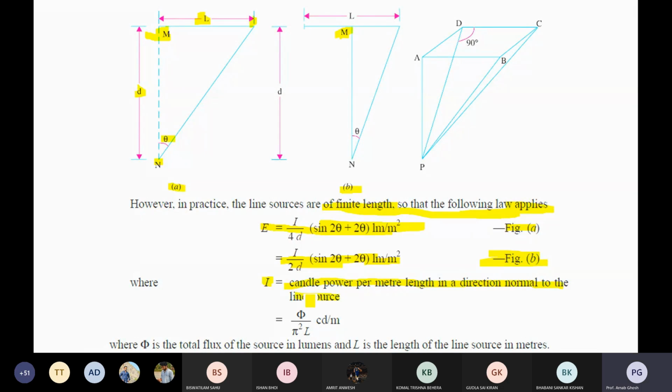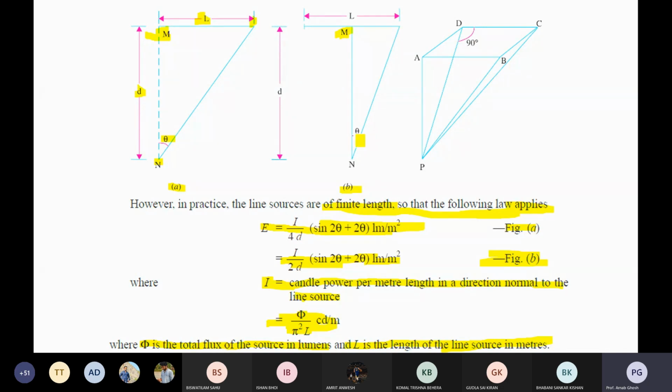Okay, so that is φ by π² L. You know that formula. This formula is coming from the cylindrical case actually. Phi is the total illuminating flux, the total flux of the line source in lumen. L is the length of the line in meter. So in both cases L is the length of the line. If you put that formula directly, you can calculate that.